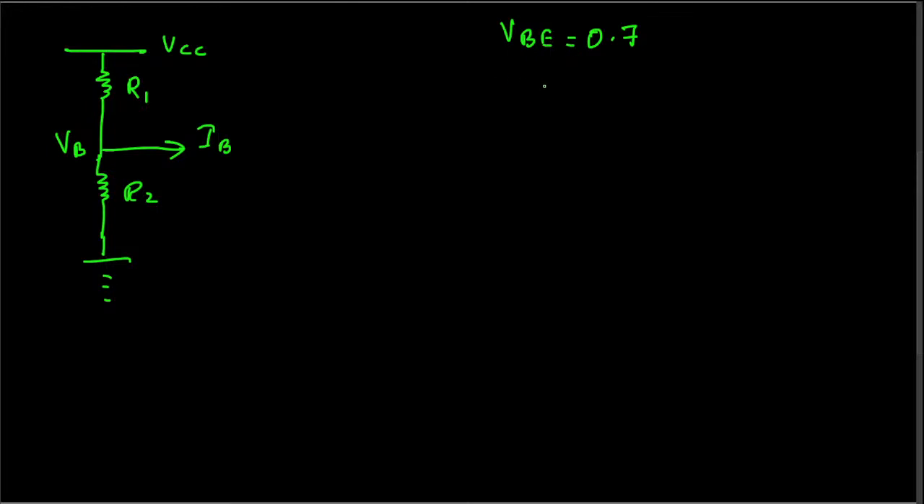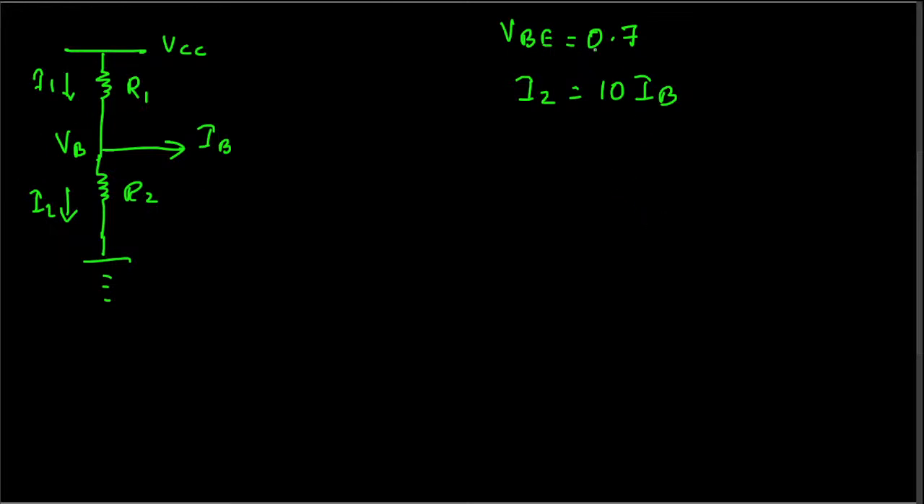And also another thing, that is IB. The current through this is I2, and this one is I1 right here, and the current through this R2 resistor, I2, should be equal to 10 times IB. Okay, these two things we have to know in order to deal with this one.